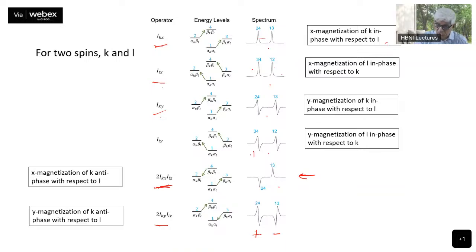And in this case, you see these are both positive, positive. Dispersive signals in phase. So here again positive, positive. These are all positive, and this is negative, positive. Therefore, these two terms, the two-spin products, represent antiphase magnetizations. Y magnetization of the K spin antiphase with respect to L gives you dispersive antiphase components. 2 IKX ILZ gives you the absorptive antiphase components of the K spin.